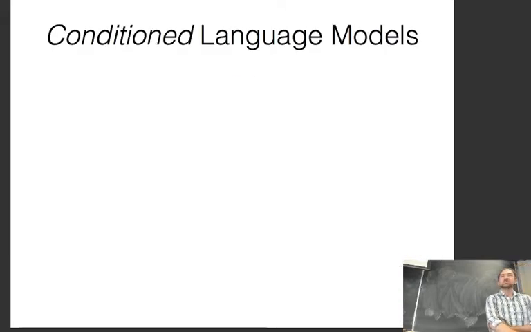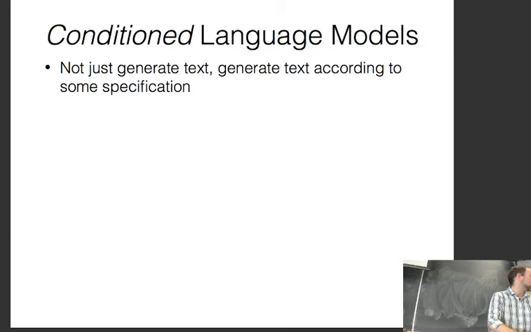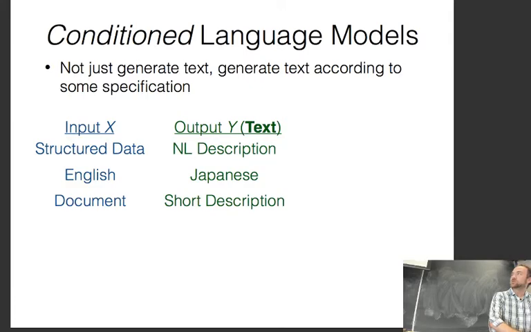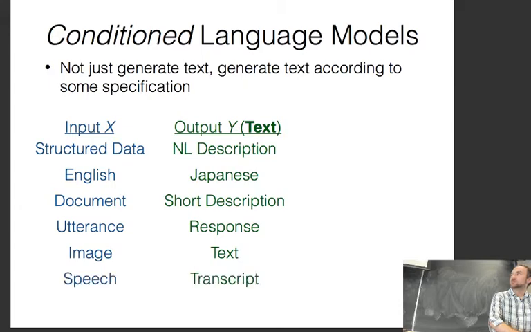A slightly better defined problem is conditioned language models, where we have some sort of specification about what we should be generating. So not just generate text, but generate it according to some specification. We have input X and output Y. The input X could be structured data, for example, and output Y could be a natural language description. Input X could be English, output could be Japanese. A document, a short description of the document, an utterance, a response, an image, a text describing the image, or a speech and a transcript.